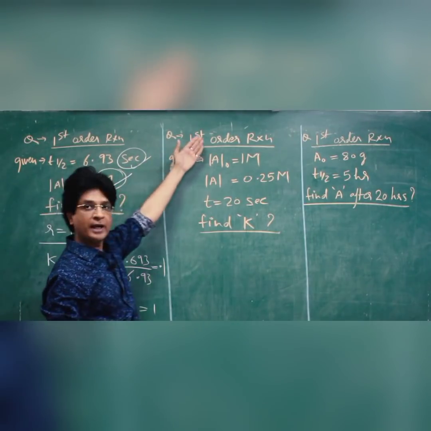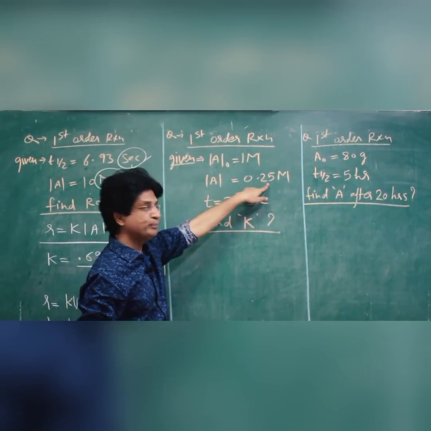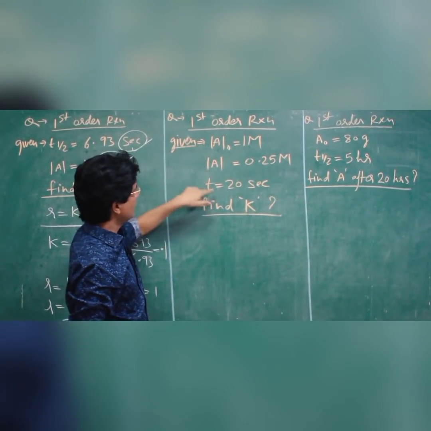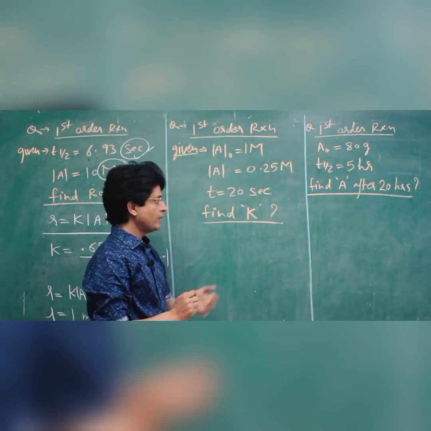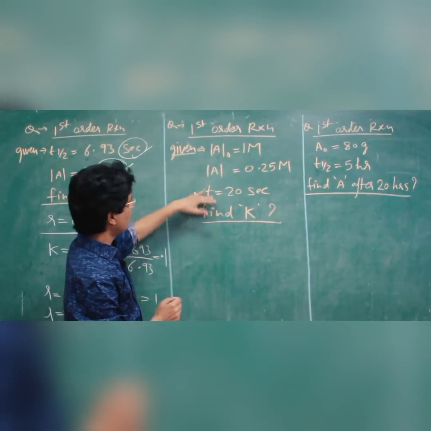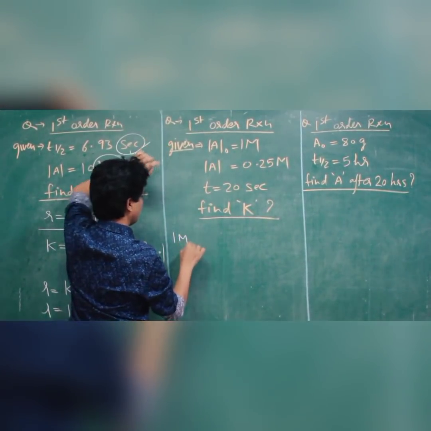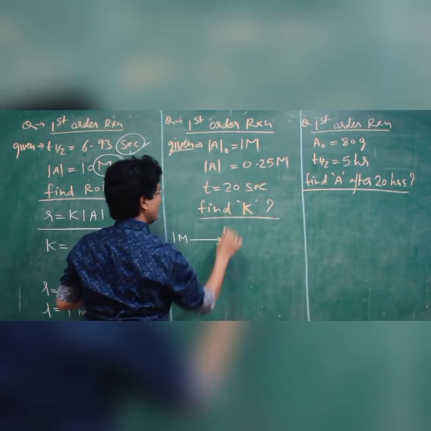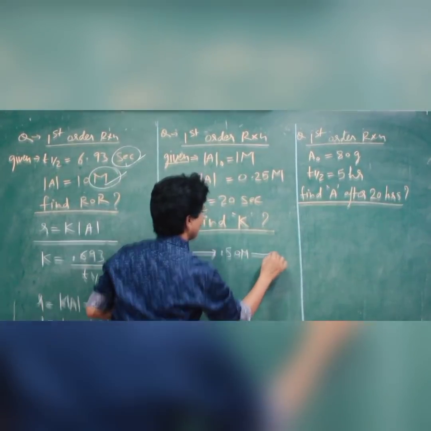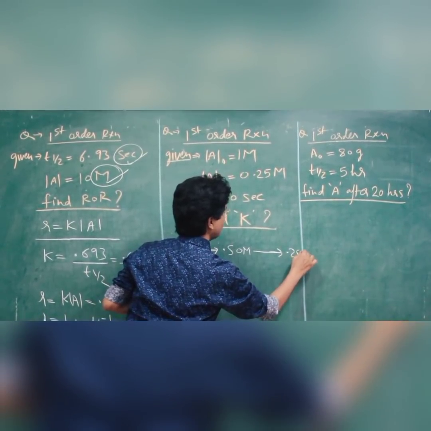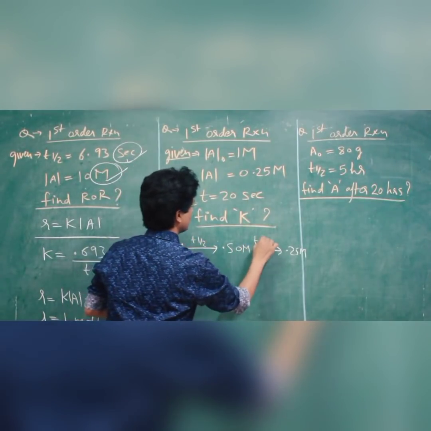Now come to the second question, again for first order reaction. Here they have given you initial amount 1 molar, final amount is given as 0.25 molar. Time taken is given as 20 seconds. They are asking you to find K. Now to find K, I should know the half-life. So if I begin with 1 molar, after 1 half-life, it will be 0.50. After 1 more half-life, it will be 0.25 molar. So this is half-life, this is also half-life.